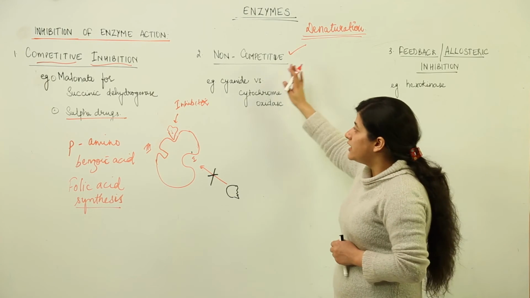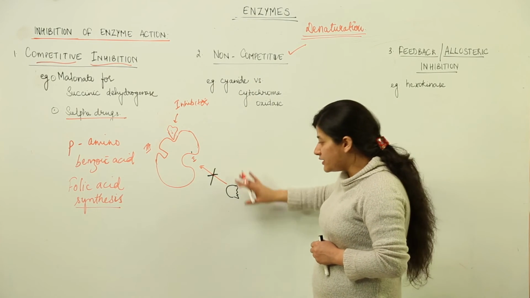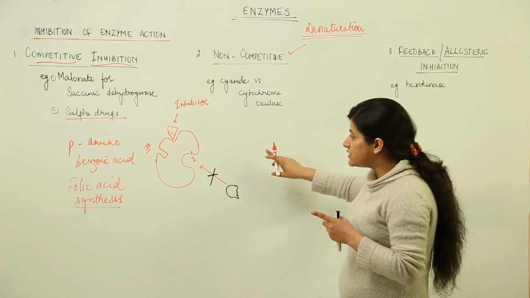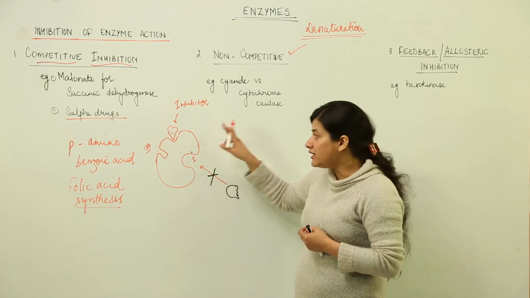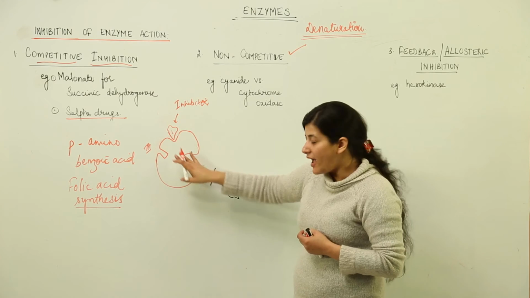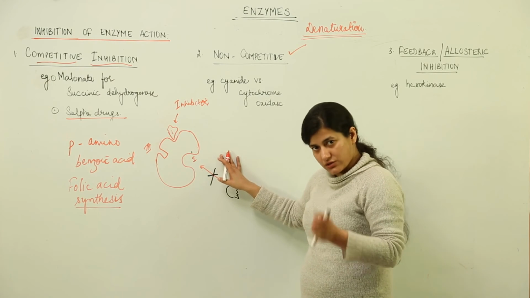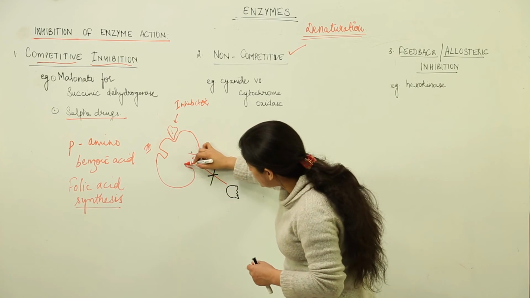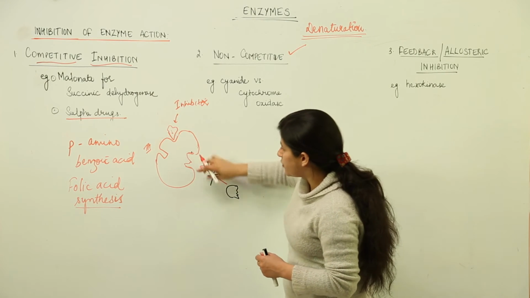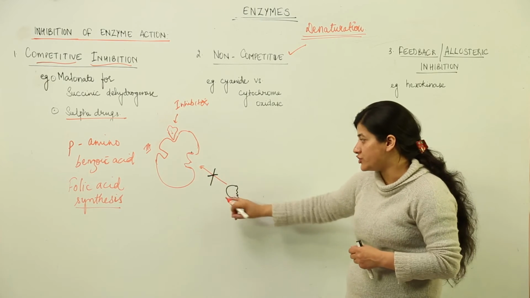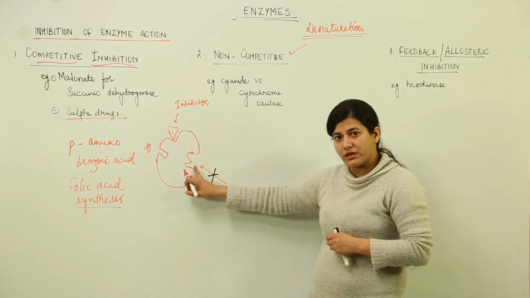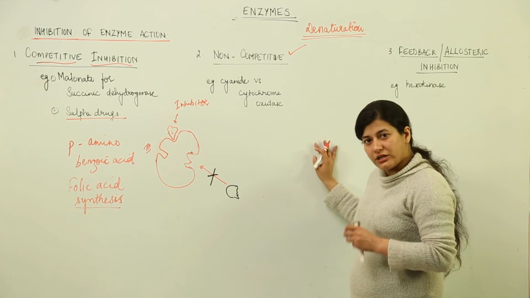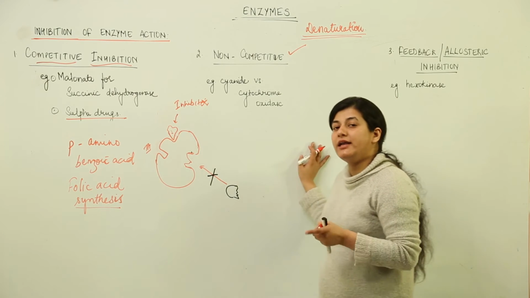Because over here the inhibitor did not resemble the substrate first of all, and secondly it did not fight for the same site. It came and joined at some other site and altered the enzyme structure, due to which combining of the substrate was not possible because the active site structure changed. Now as you can see, it cannot combine over here. This is known as non-competitive inhibition, and the biggest example is cyanide poisoning.